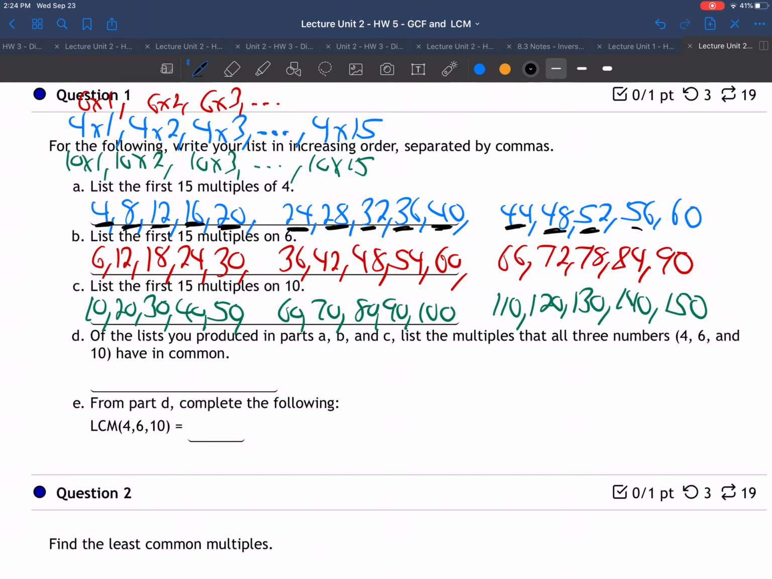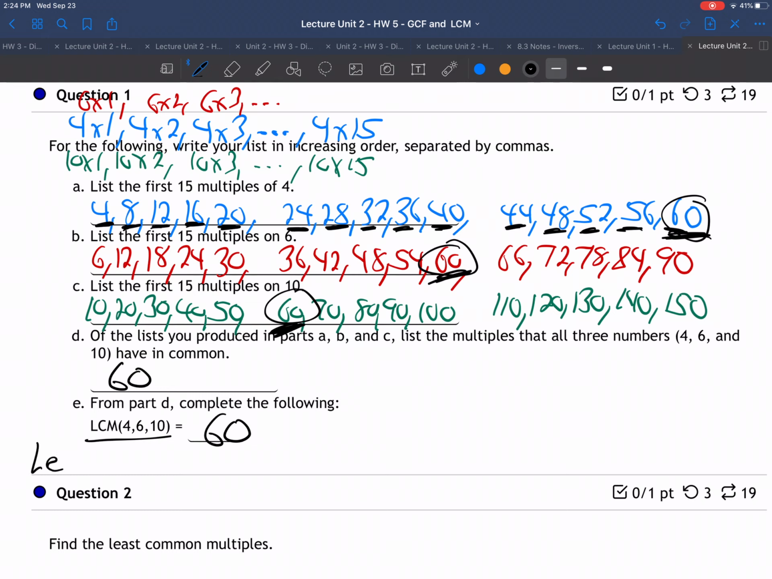44, 48, 52, 56, 60. They all have 60? Yeah. That's the only number they all have, is 60. So what's the least? Well, it's just 60. Normally, you'd have a list of a couple of them there, but 60 is the lowest number that they have in common as a multiple.